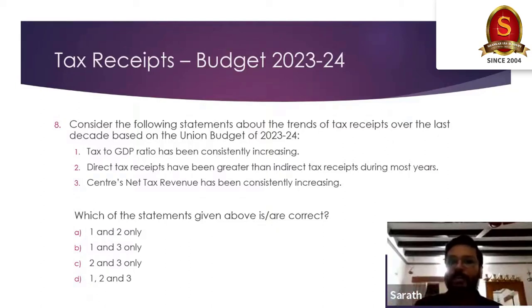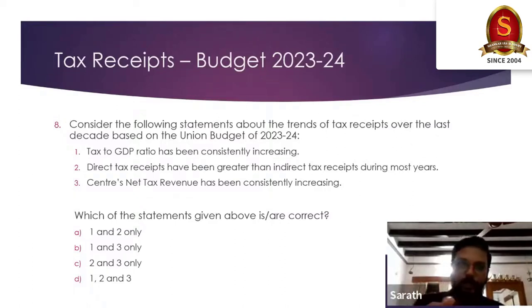So the first statement being correct is less likely, whereas the third statement is not about growth rate. It's not about percentage. It's an absolute value. Center's net tax revenue, amount of money, has been consistently increasing. The chances of such a statement being correct are quite high.